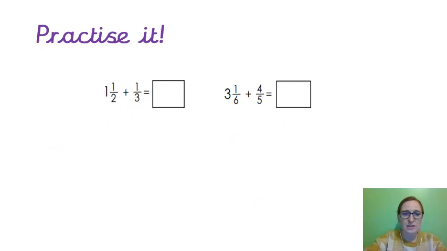Okay, now it's your turn to practice it. So you've got 1 and 1/2 plus a third here. Think about what you can convert those into, but don't forget to add on that 1. These, we've got 6 and 5, so think of your common denominator, your lowest common multiple for these. To convert them, don't forget to add on the 3 wholes as well to make your mixed number. Pause the video and have a go.